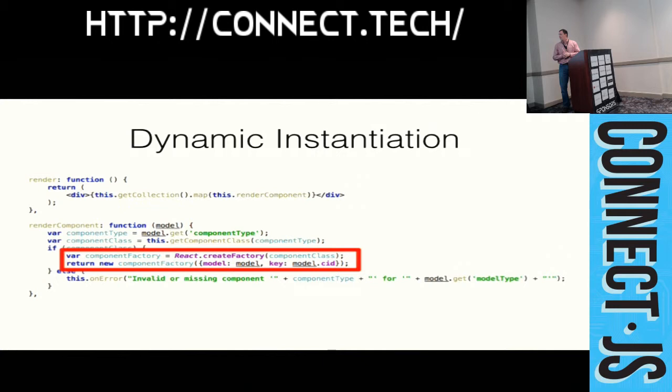So then, as far as accessing model data, as I mentioned, you have this.getModel, or you can access it like this, this.props.model. You can use your dot get.